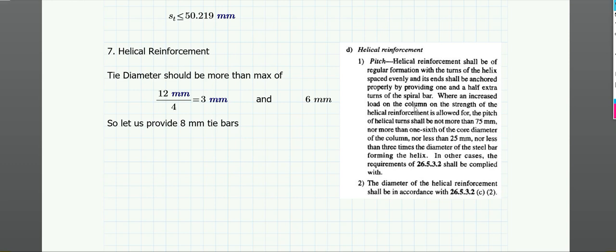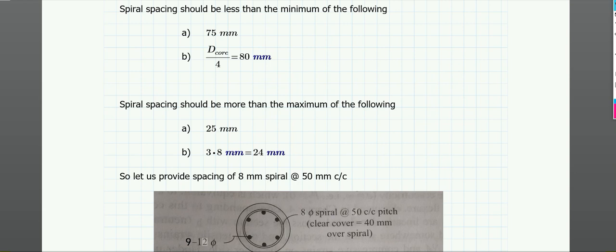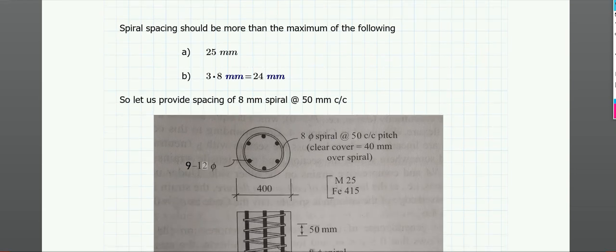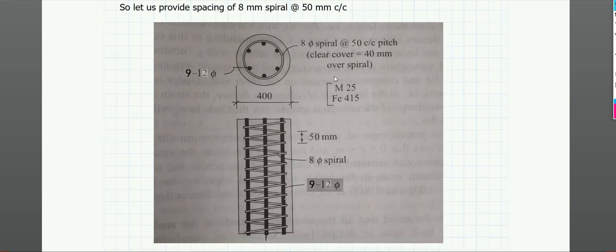Where an increased load on the column and the strength of the helical reinforcement is allowed for, the pitch of the helical turns shall not be more than 75 mm nor more than 1/6 of the core diameter. It should not be more than this, and it should not be less than 25 mm or less than 3 times the diameter of the steel bars forming the helix. Okay, so from this basically we have done all these calculations. So you also have to do this, and then you can just draw the figure and put results.